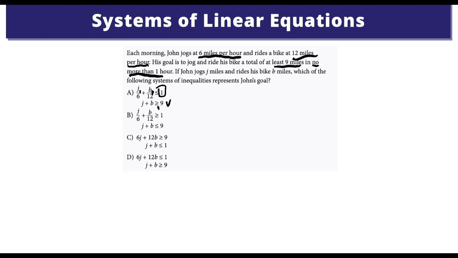Let's look at this one down here. That means he could do either less than or equal to 9. So we know that's not right. And over here we know.